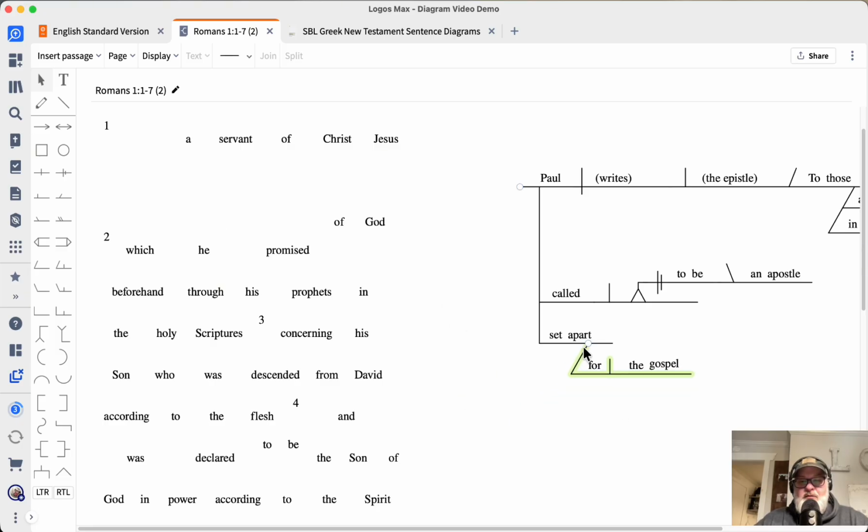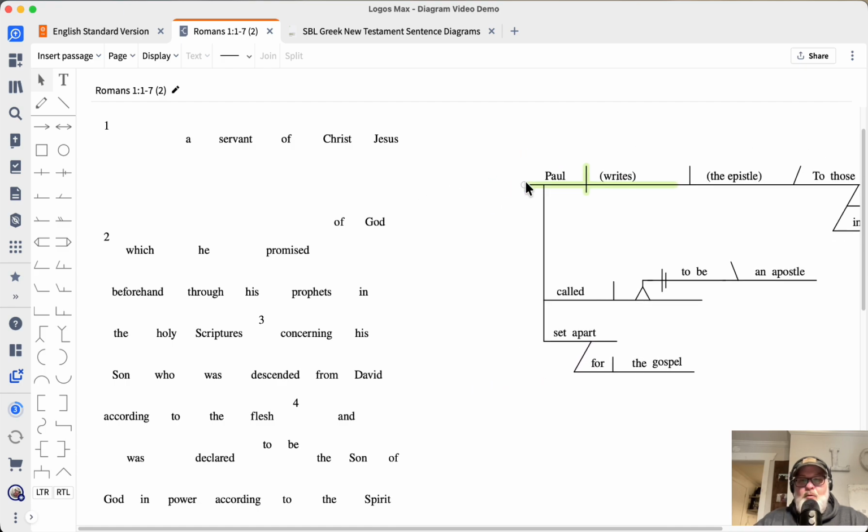One of the things I do like about diagramming in Logos is that once you connect it, the whole thing moves together. See, I can move this whole thing, and that's what I like. The only thing that doesn't move is sometimes when you're doing your relative pronouns, they don't completely connect, and so you just kind of have to shift them around a little bit to get them to move. But usually it's okay. But I do like the fact that all of this kind of moves together.